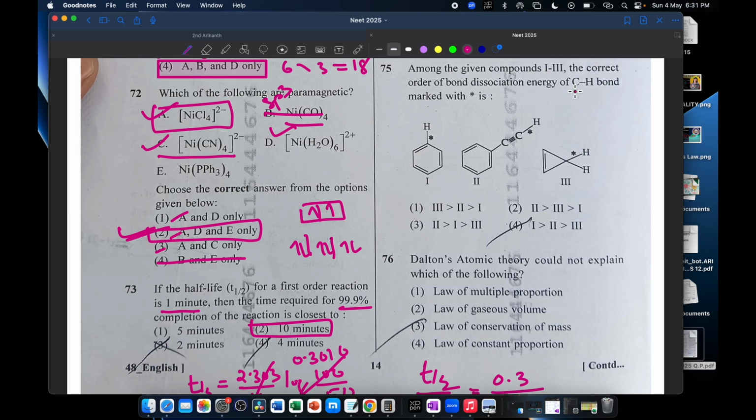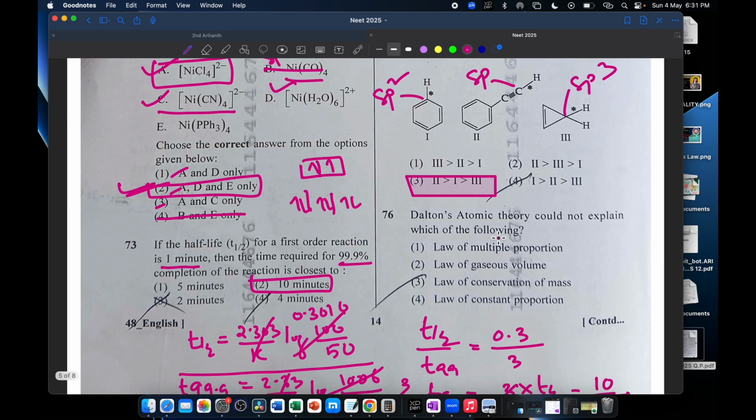Among the following, the bond order is. So here the carbon is in sp2 hybridized state, here it is sp hybridized state, here it is sp3 hybridized state. So this is the strongest bond. 2 followed by 1, 2 followed by 1 followed by that. Next, Dalton's theory could not explain which of the following: law of multiple proportions, law of gaseous volume, law of conservation of mass. So conservation of mass is explained, multiple proportions also, constant proportions also. Law of gaseous volumes is not explained by Dalton's theory.